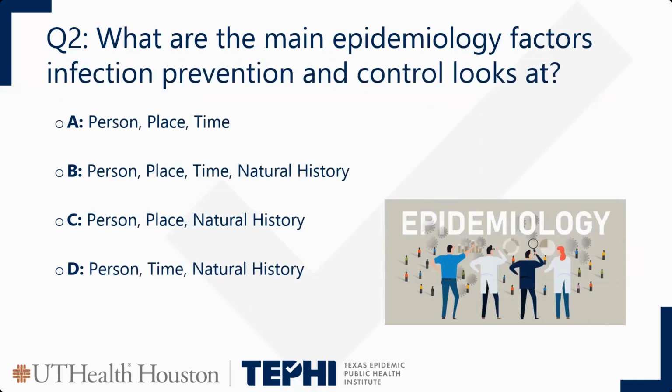Next question. What are the main epidemiology factors that infection prevention and control looks at? Is it person, place, time? Or is it person, place, time, or natural history? Is it person, place, natural history? Or is it the last option, person, time, and natural history?